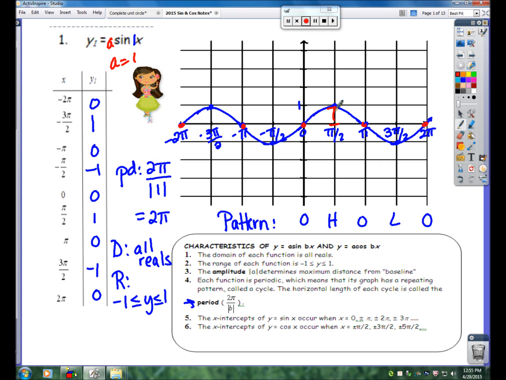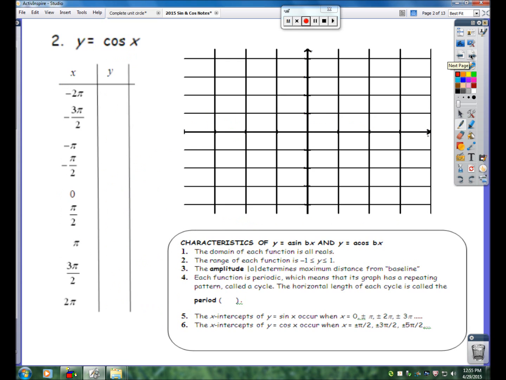Let's look at the cosine graph now. We're going to do basically the same thing with our cosine graph. So let's label our axis. We're going to do our quadrant angles again.